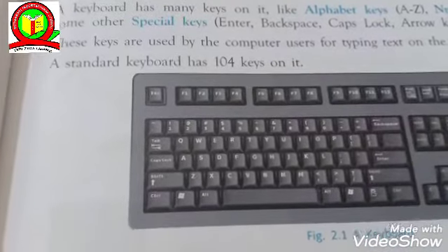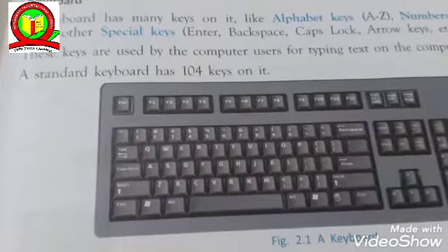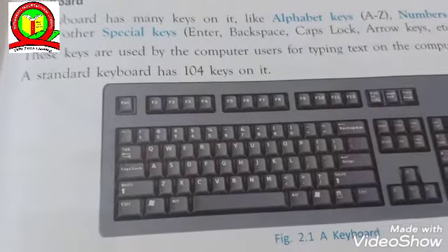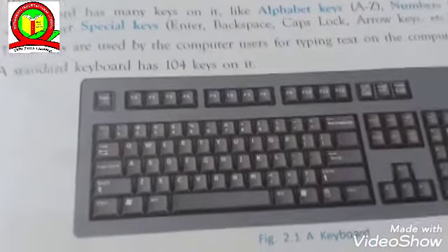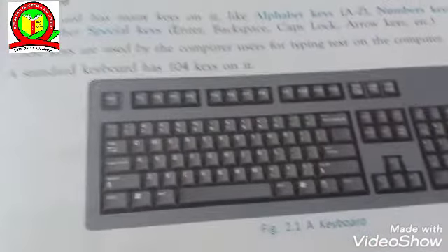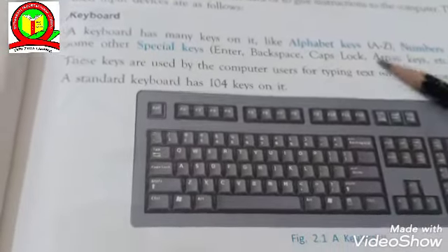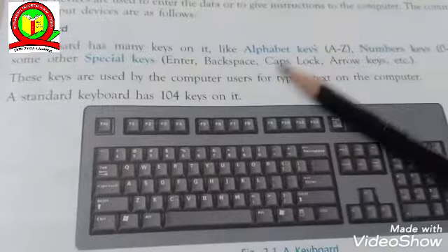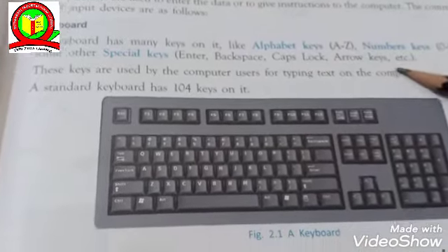So students, what are the alphabet keys? The alphabets from A to Z are called alphabet keys. The numbers from 0 to 9 are called number keys, and in the same way special keys are enter, backspace, caps lock, arrow keys, etc.